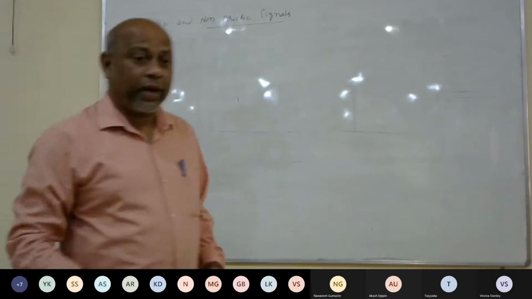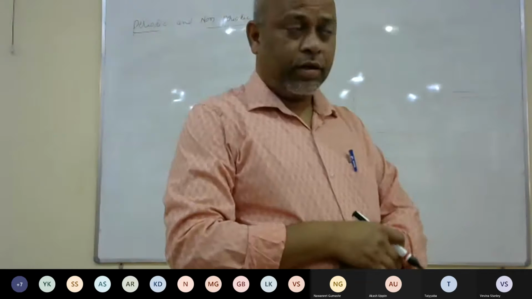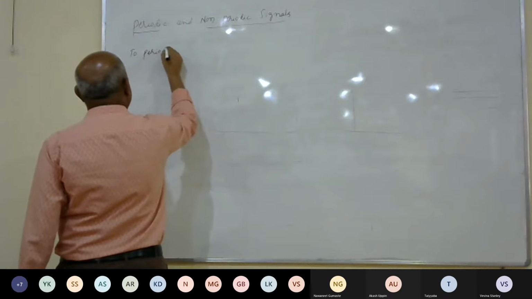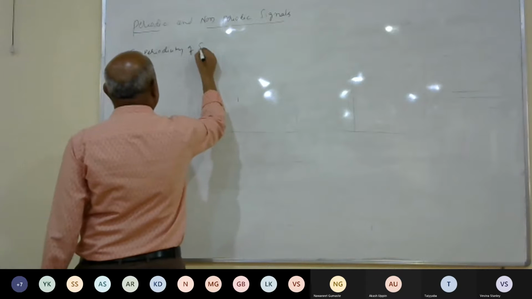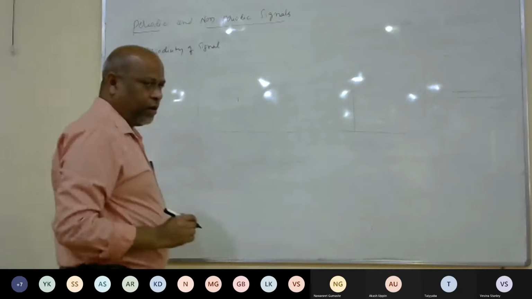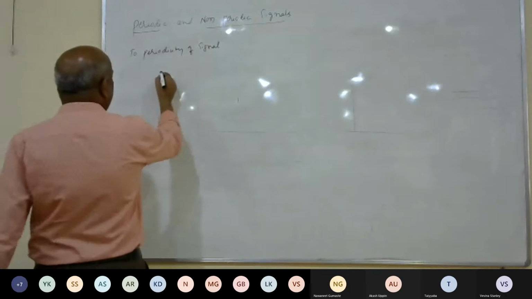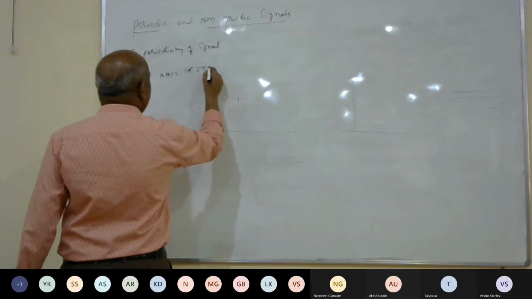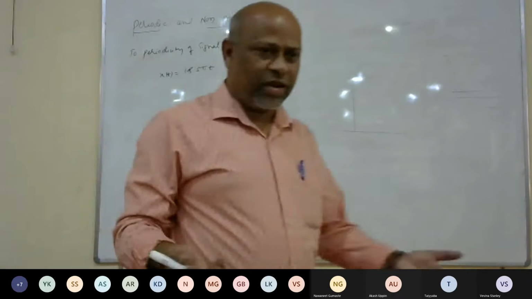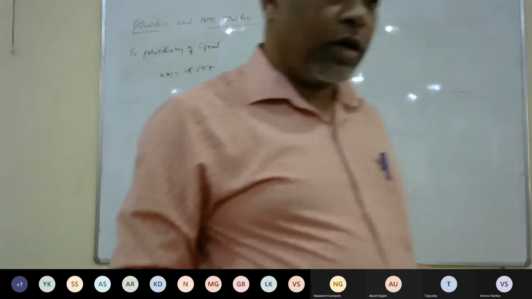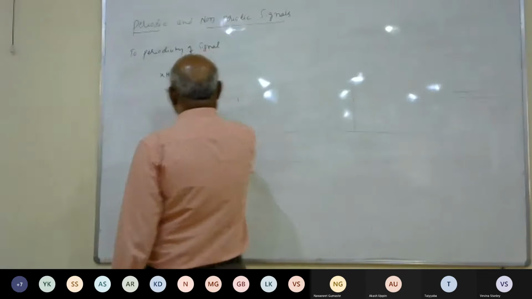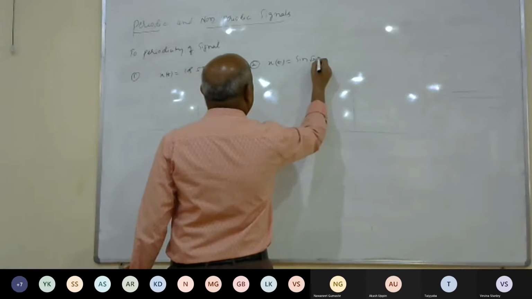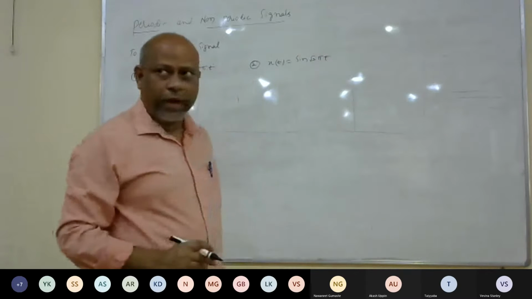Now, the next topic is how to find the periodicity of a signal and say whether it is periodic. To find the periodicity of a single signal, suppose you have x of t is equal to cos of 5 pi t. Assume this is one signal, a cosine or sine signal. One example is cos of 5 pi t. The second one is x of t is equal to sine of root 2 pi t.